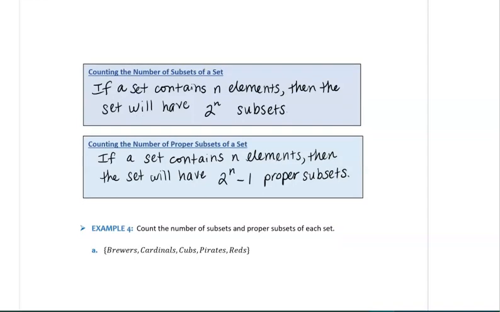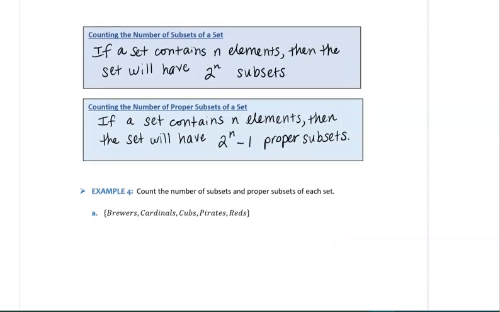Example 4. Count the number of subsets and proper subsets of each set. Part A. We have the set Brewers, Cardinals, Cubs, Pirates, and Reds. So we have 1, 2, 3, 4, 5 elements. So therefore there will be 2 to the 5th power, or 32 subsets.